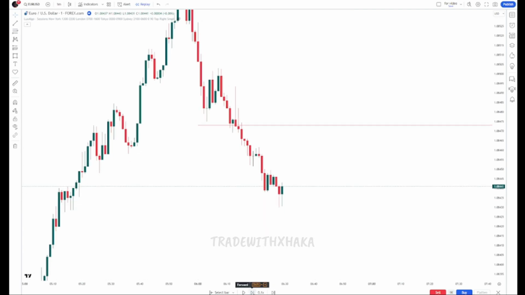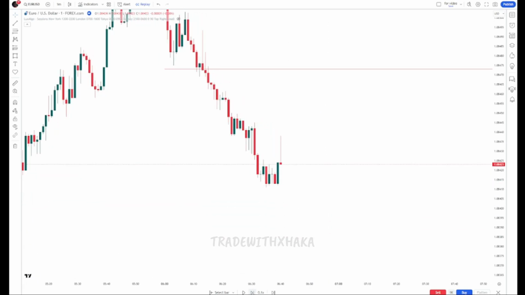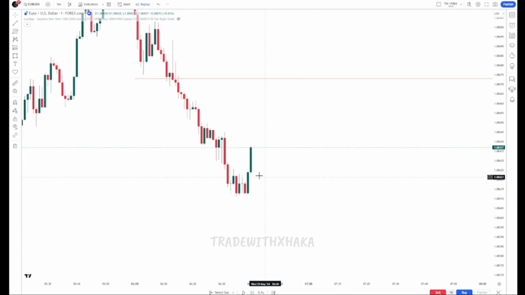Then let's look for a market structure shift. Beautiful, beautiful. You see, we have a very nice market structure shift. Then we mark it out, but no fair value gap yet. But we have spotted a market structure shift. The last lower high has been broken and it's not valid anymore. That shows signs of reversal. Then let's roll more candles. Wait for more candles.